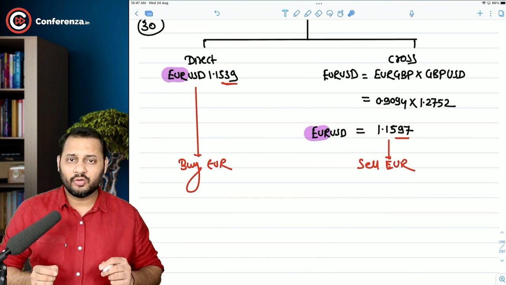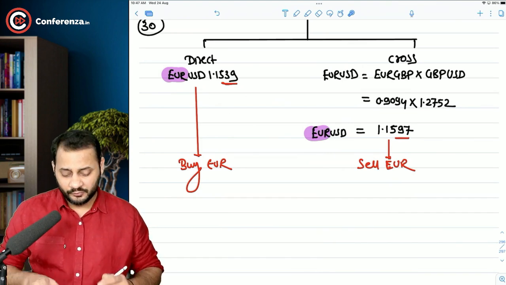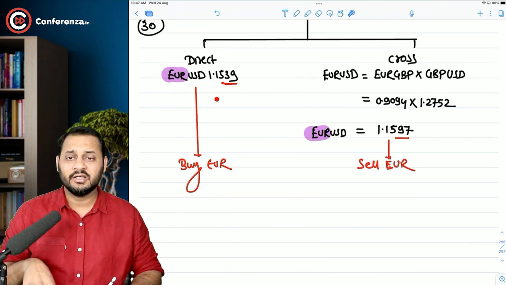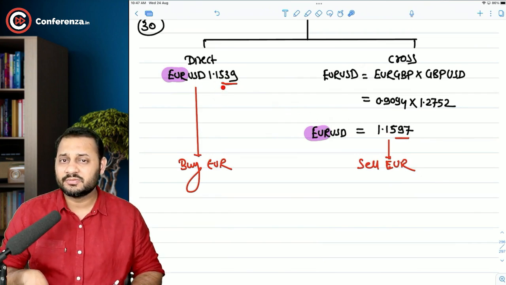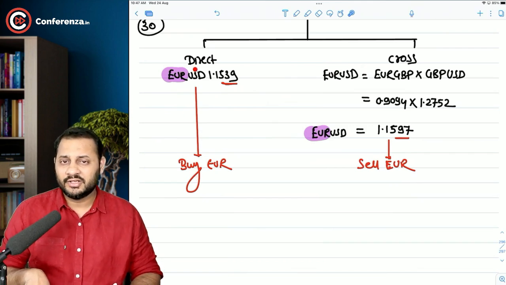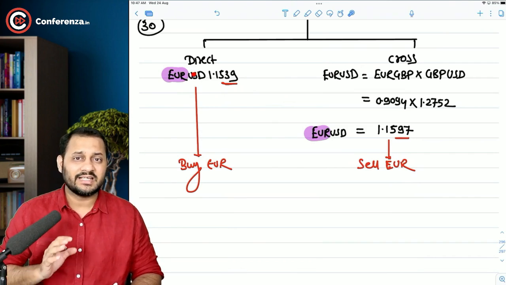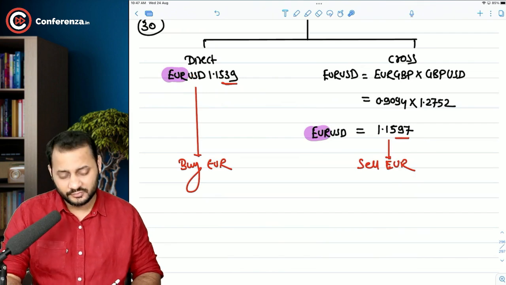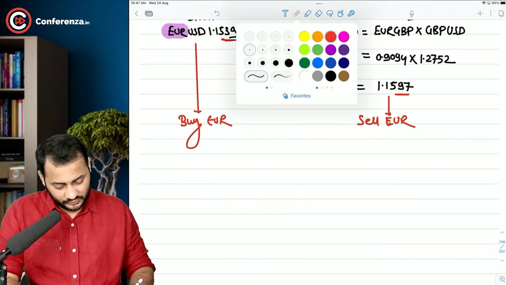If I want to buy euros, it will cost me this much USD in this market and this much USD in this market. I can clearly see that I'm getting euros at a cheaper rate in this market. So the ultimate decision is buy euro at this rate. Once you have decided what exactly you are going to do, buy or sell, then it is very easy for you to solve the question. Let's have a look.